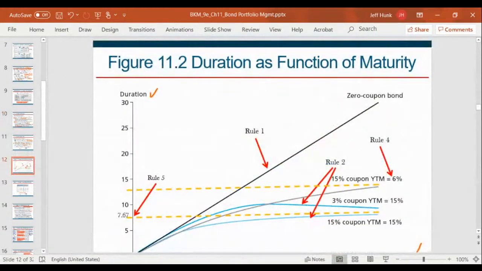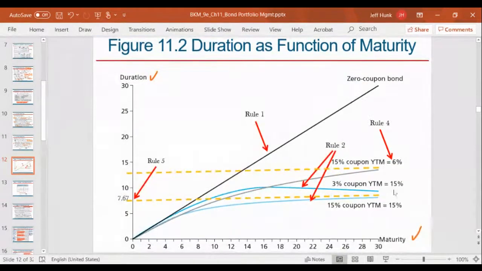So, compare this one and this one. This bond has a 3% coupon, same yield but lower coupon, and it has higher duration. The duration is almost 10 years. Whereas this one, same yield but 15% coupon, has much lower duration.